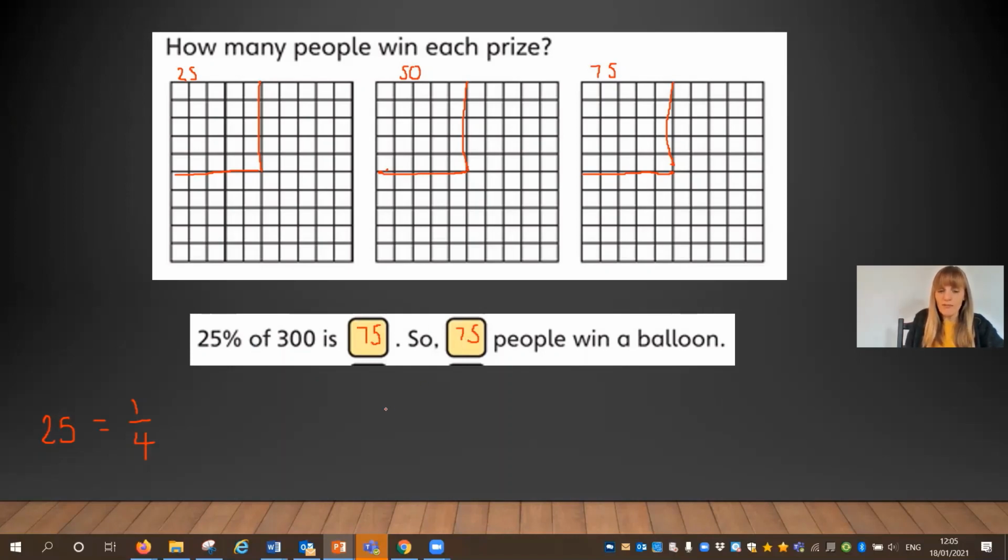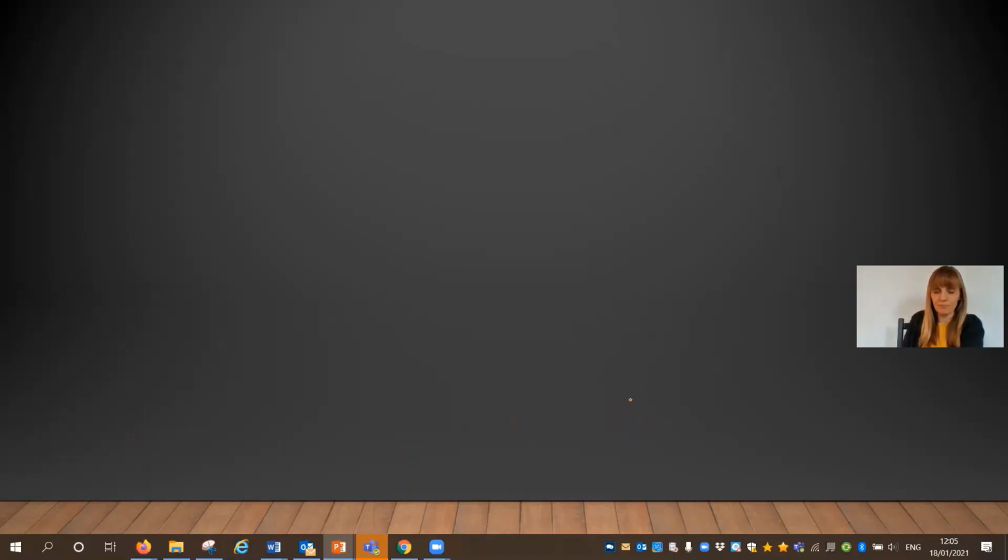The other way that you could do it, if you want to do it as a whole, is you could think, well, what's 300 divided by 4? Because that's how we would work out a quarter. And you would get the same answer of 75, because 25% is the same as a quarter.